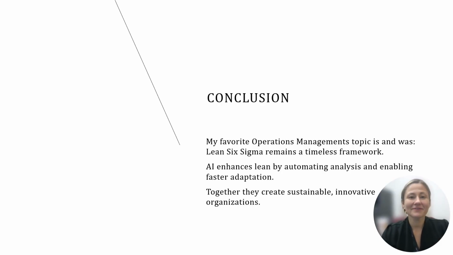So in conclusion, as I reflect, revisit, redirect, my favorite topic in operations management was Lean Six Sigma with a focus on AI. It is a timeless framework. As you can see, it's ever evolving. Lean principles remain essential for waste elimination and efficiency as a whole. AI enhances Lean by enabling automation and predictive insights. Together, Lean and AI provide a roadmap for the future of any organizational team success. Together, they create sustainable, innovative organizations across the world, and I love that.